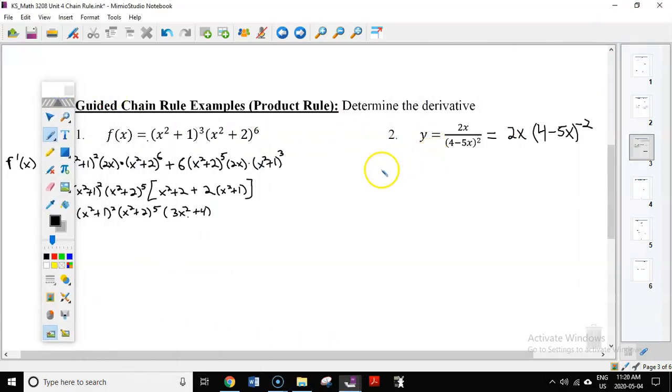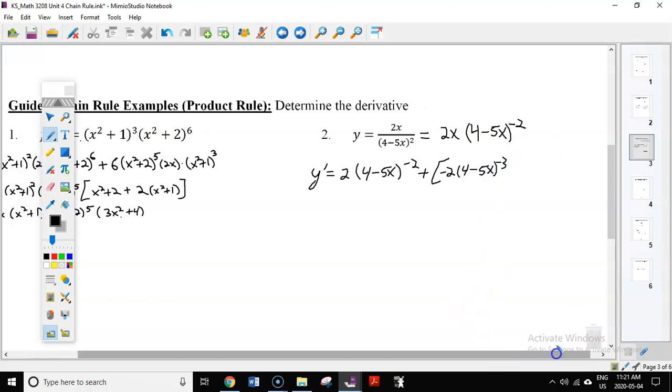We start with the derivative of the first term, so 2 times the second term, then plus the derivative of the second term is the chain rule part, so let's work out the chain, and then times the first term, 2x. Right, so it's easy to miss a step or put a variable or a number in the wrong place or use the wrong sign. We take our time here now.